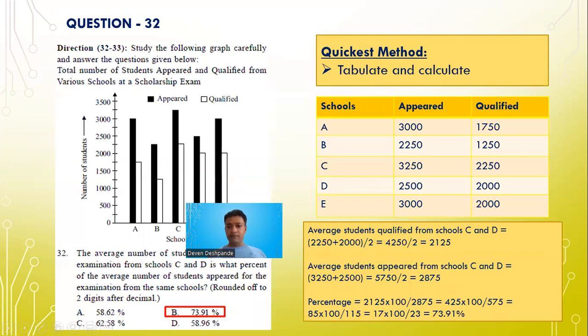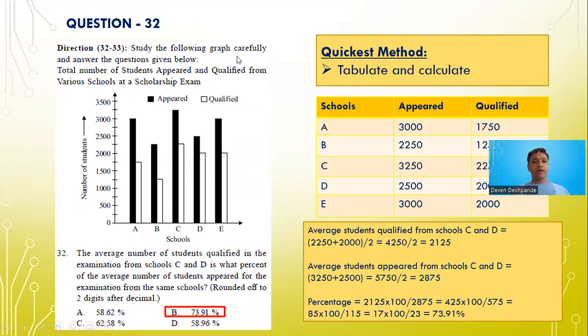Okay, next one. Study the following graph carefully and answer the questions given below. Total number of students appeared and qualified from various schools at a scholarship exam. In such questions, what you need to do is start tabulating and finding the values of each of the histograms. For A, how many appeared? 3,000. How many qualified? 1750.